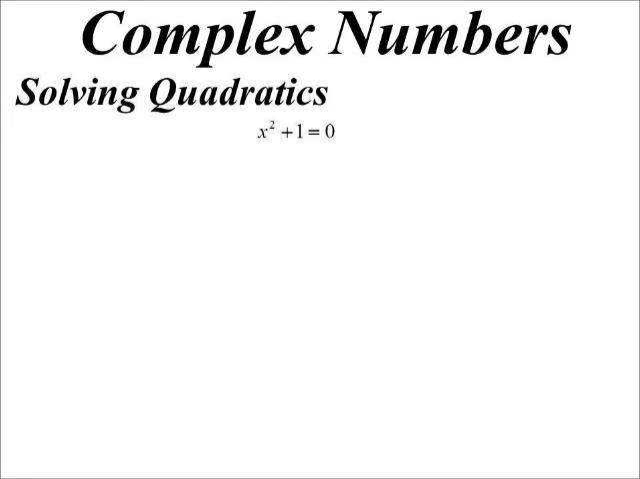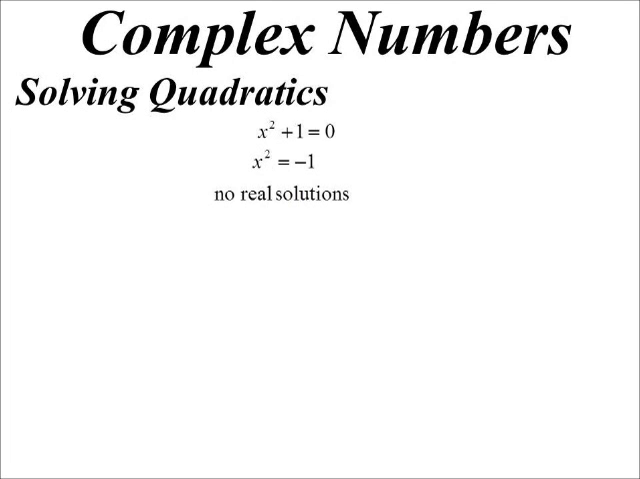So the first of our Extension 2 topics, complex numbers. And we start off with what is actually a lie, but I'll explain that in a second. All right, let's look at solving quadratics. Here's a quadratic equation we'd like to solve. X squared plus 1 is equal to 0.